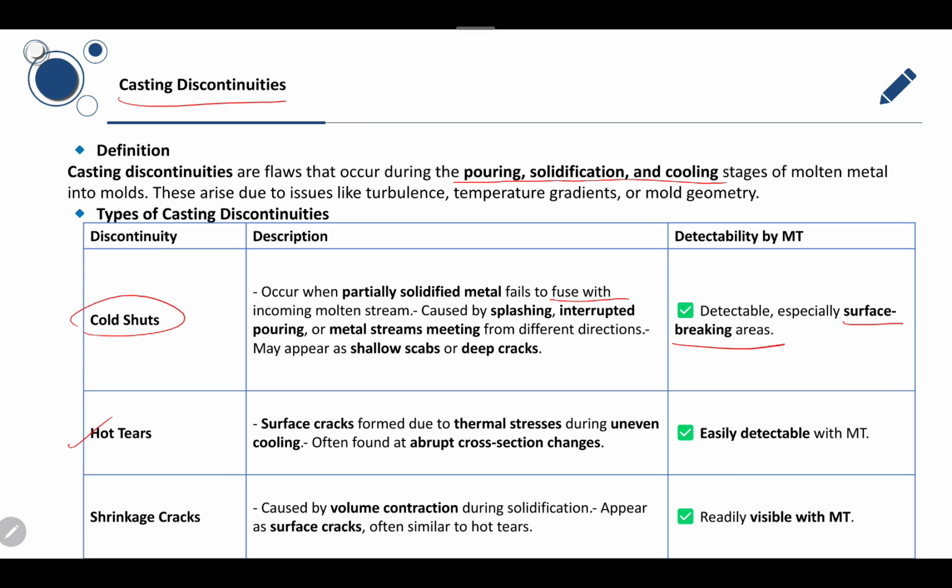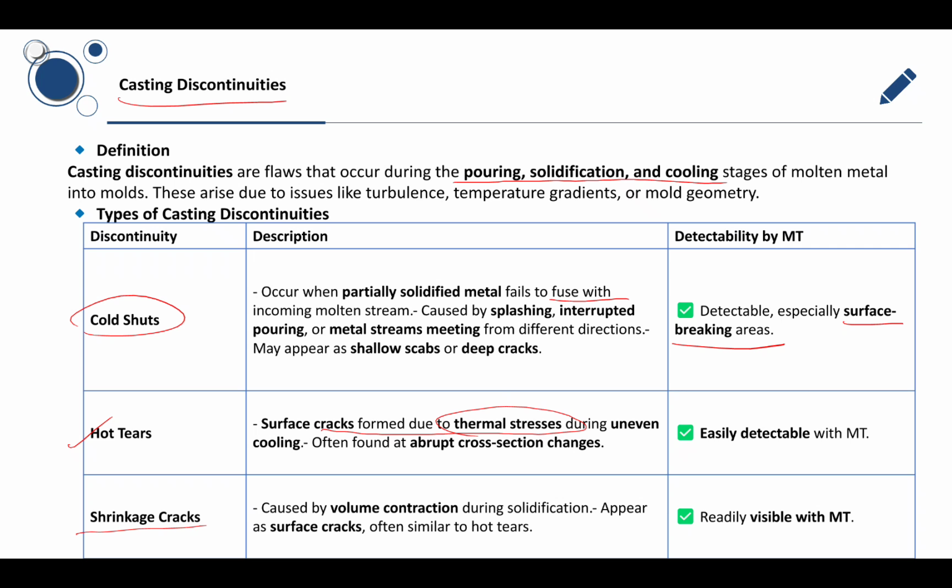Next one is hot tears. These are surface cracks formed due to thermal stresses during uneven cooling, often found at abrupt changes in cross section. They are easily detectable with MT. Next, shrinkage cracks caused by volume contraction during solidification.